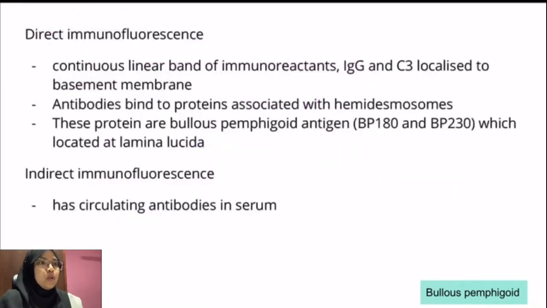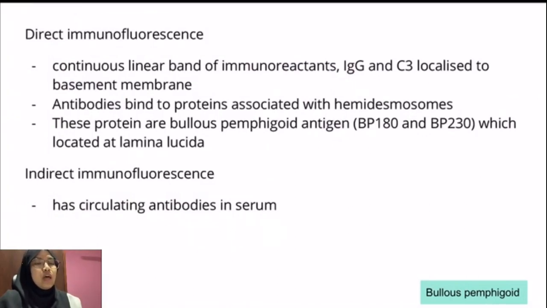Next is the direct immunofluorescence for the bullous pemphigoid. There is a continuous linear band of immunoreactants, which is IgG and also C3, which localize to the basement membrane. And the antibodies will bind to proteins that are associated with the hemidesmosome.